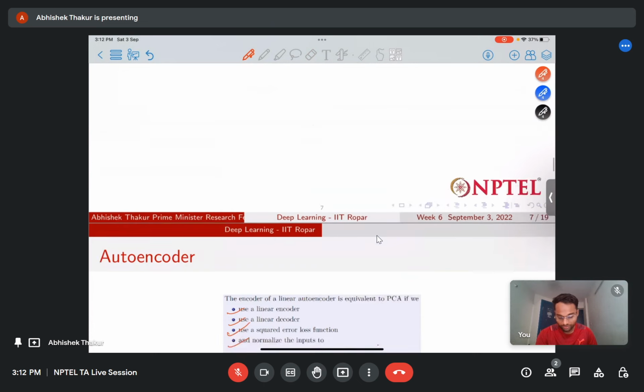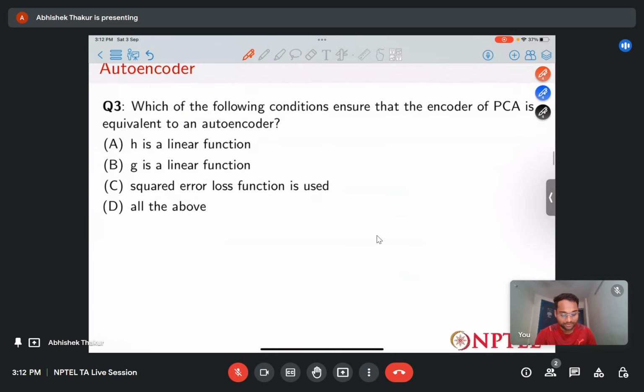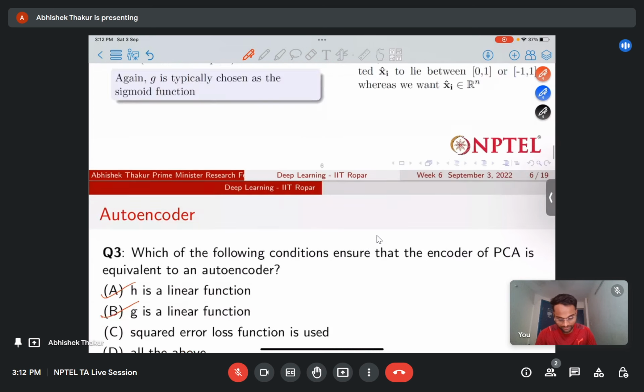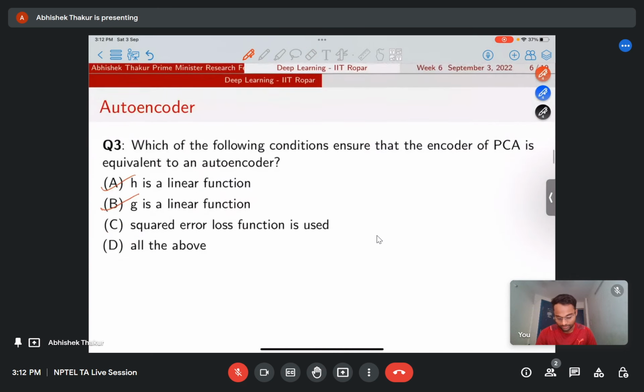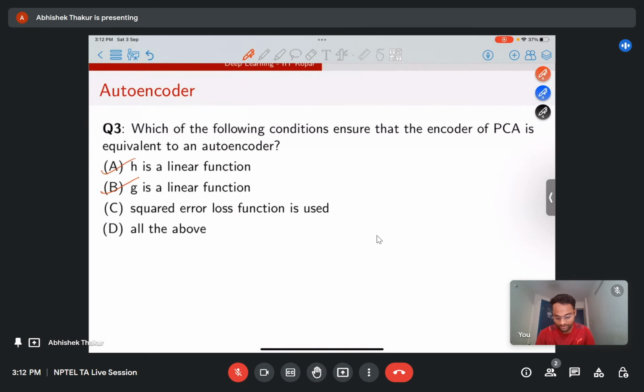Okay. So now coming to the options, which of the following conditions ensures that the encoder of PCA is equivalent to an autoencoder? H is a linear function. This is correct. G is a linear function. This is correct. Okay. Because here you can see our G should be linear and also H should be linear. And a squared error loss function is used. So all these options are correct. So all of the above will be the true option for this question. That is option D.